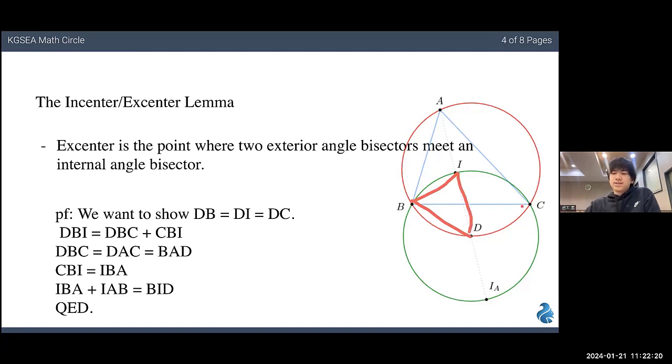Now, how do we do this? We can think of DBI as being divided into two angles, DBC and CBI. But because DBC is inscribed inside a circle, it is the same as DAC.